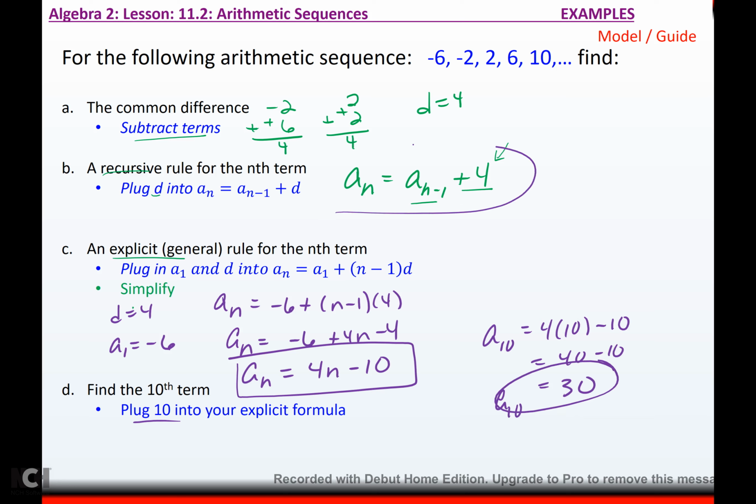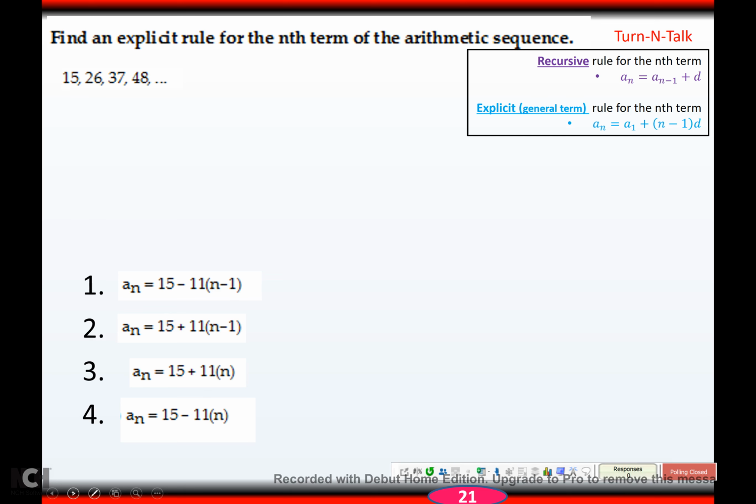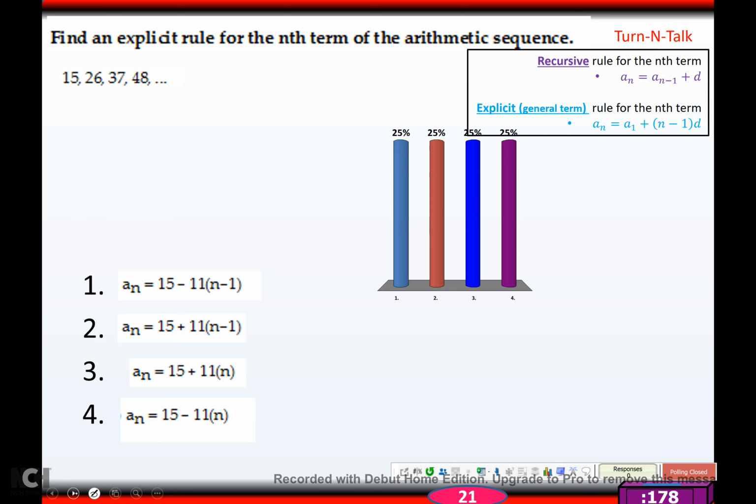Okay, so do you see the difference between your recursion rule and your general rule? Recursion always has to have A sub n minus 1 in it, always, or it's not recursion, because recursion means it's finding the next one based on the last one. Alright, so this one, go ahead, you find an explicit rule for this one. That means simplify it. Hit pause, come back when you're ready.